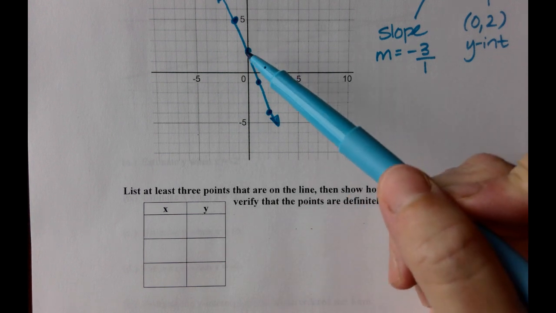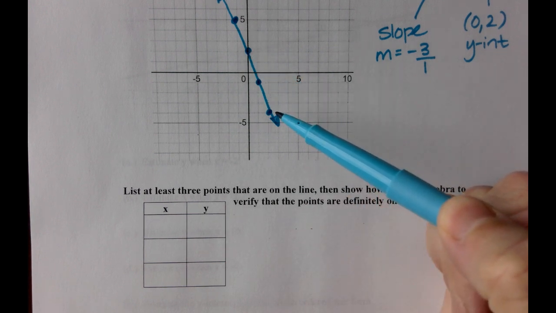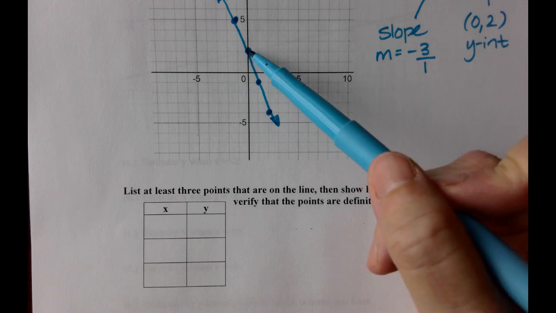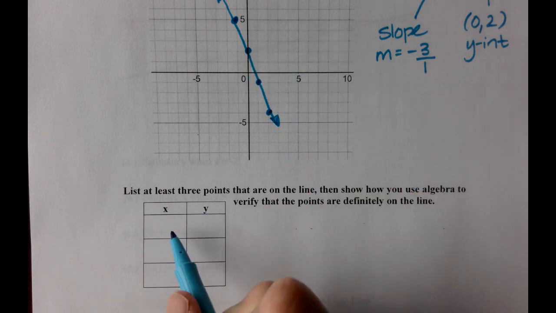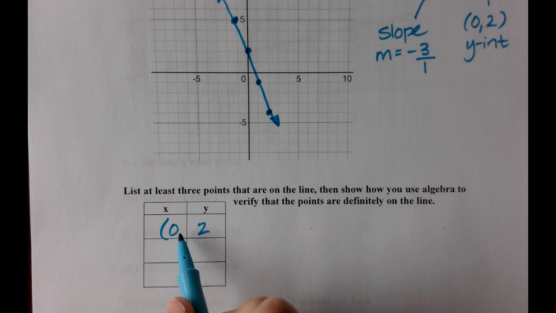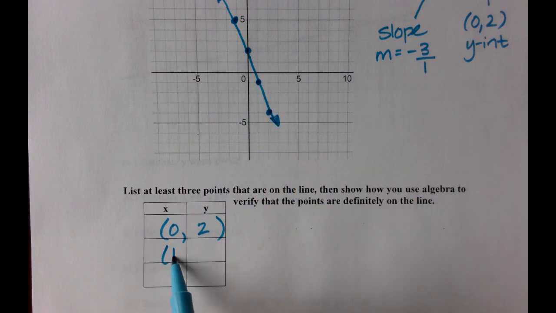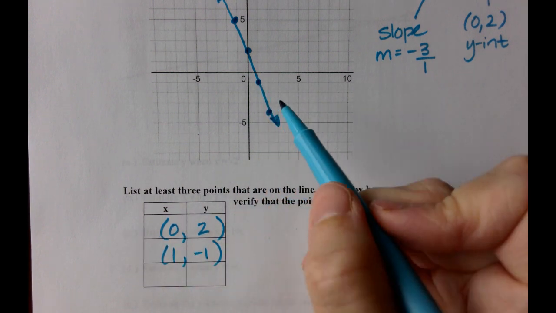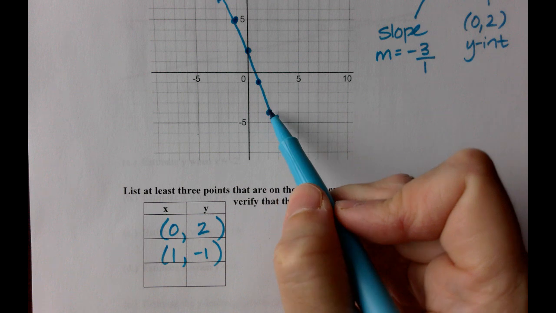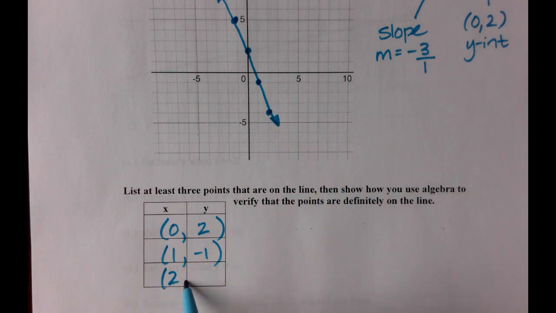So if I look back up here, I can see these 3 points on the screen still. The first one that I plotted was 0, 2. X is 0, y is 2. And I'm going to make them look like ordered pairs. The next one that I plotted was 1, negative 1. And then the next one was 2, negative 4.